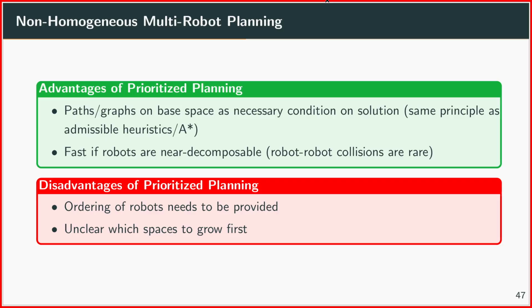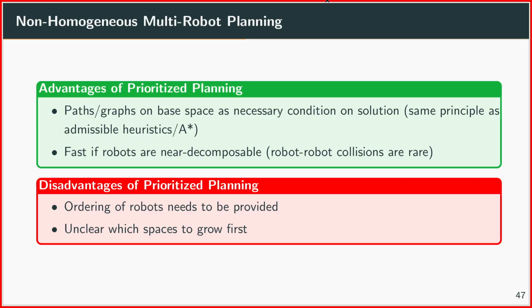Okay, then let me give you a small overview of the advantages and disadvantages of prioritized planning. The advantages are definitely that paths and graphs on your base space can be seen as necessary conditions on your solution. If you think about this a bit more, it is a very similar principle to what we had with admissible heuristics and A star. So this is a good way to solve very complicated problems, and it's also pretty fast if robots are nearly decomposable, which means that robot-robot collisions are pretty rare.